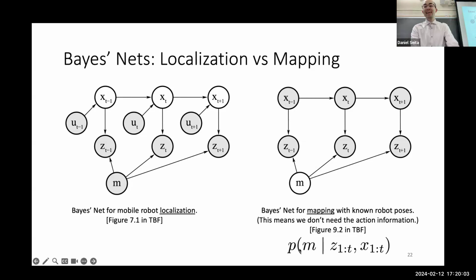And the whole point of mapping, if we make this assumption, is that the map is the probability of M given all the sensor readings and all of the true state, or the known robot poses, at least for this lecture, because we're assuming that the state is the same as the robot pose. Even though the state could also include environment features, which we will actually get to later.